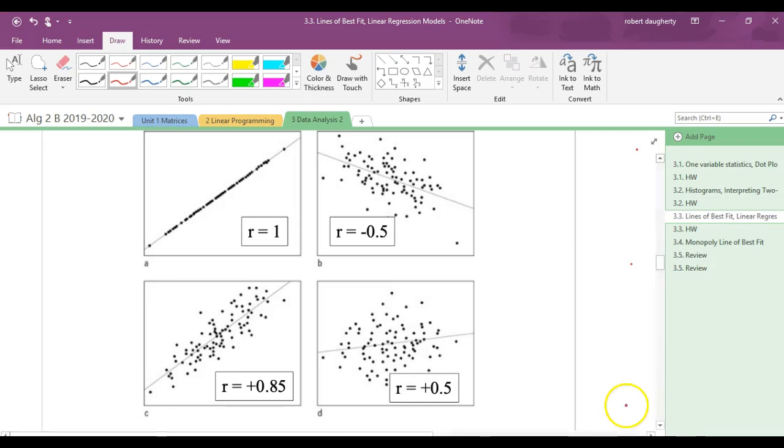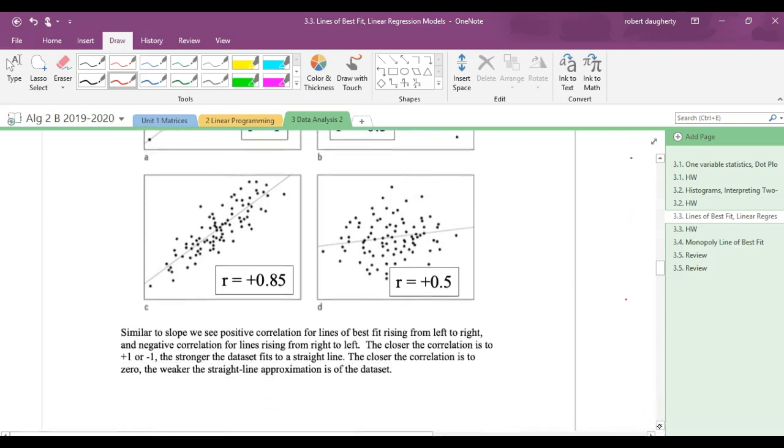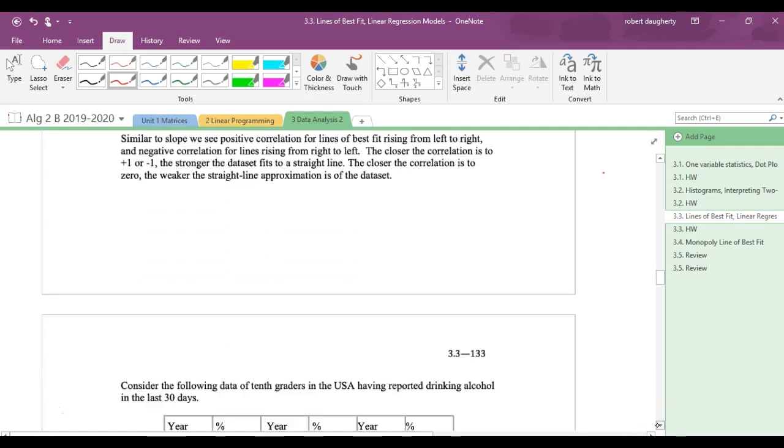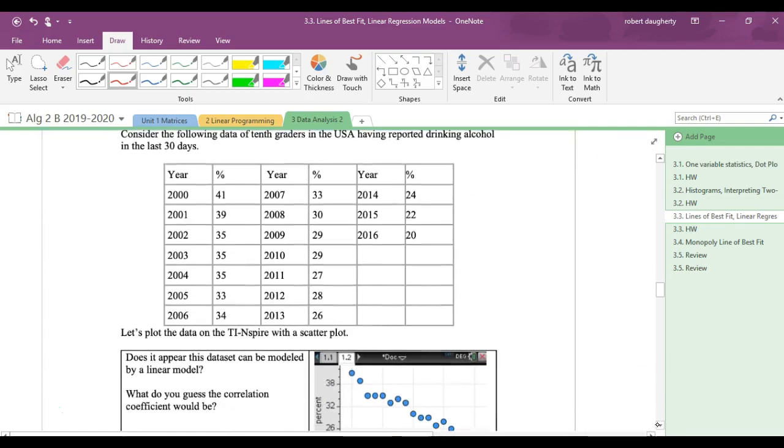Here you see a correlation of positive 0.5. If you think about it, is the line doing a good job of modeling the data set? In this case, no. This line just doesn't really tell the whole story of what's going on. So you want numbers that are closer to 1 or -1 for your correlation. Like I said, think of it like you do with slope being positive and negative.